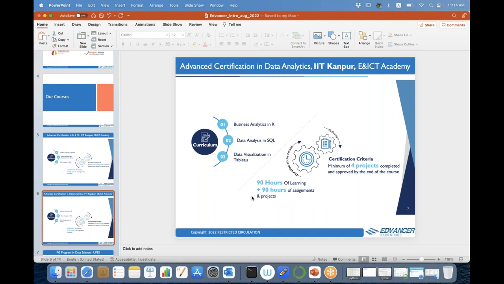Okay, here we have courses like business analytics and R, and data science, data analysis, and SQL remains common. And we also have data visualization in Tableau. This enables you to get your foot in the door as a beginner in the data science industry.